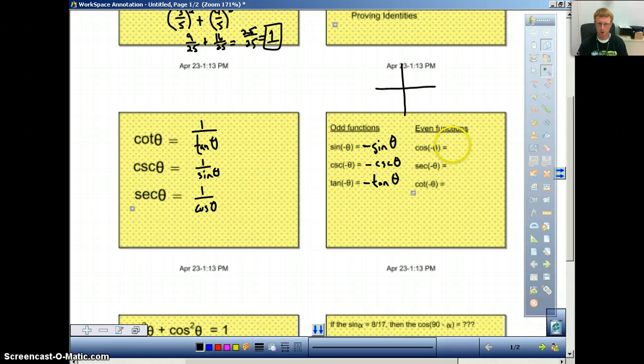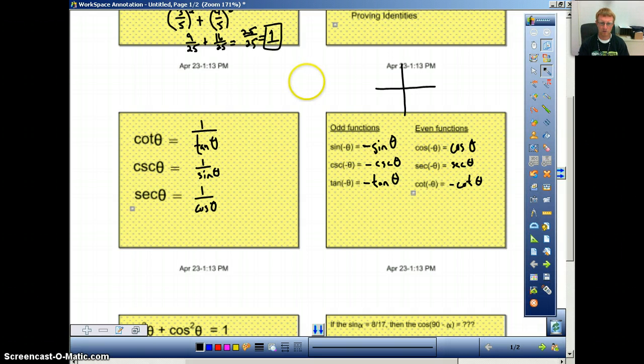Now, even functions means that when you have a negative input, it still gives you the same result as before. So our cosine of negative theta just becomes positive cosine of theta. Secant of negative theta becomes positive secant of theta. And then cotangent of negative theta will be negative cotangent of theta, which is the same as your tangent. It still becomes negative. That will help us a little bit as we move forward.